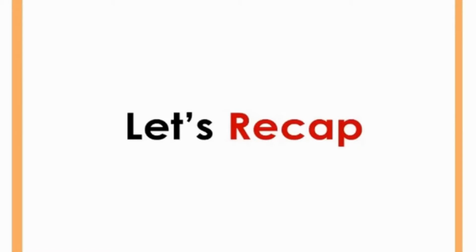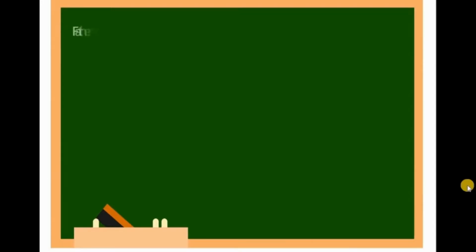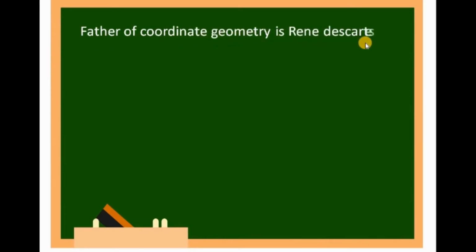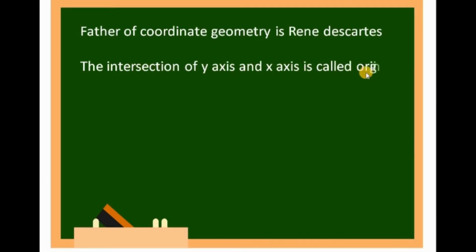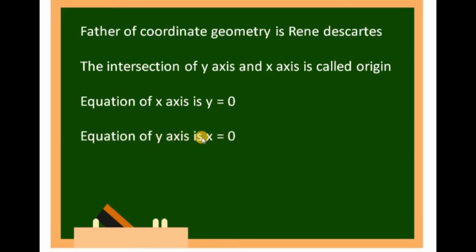Before going to our today's topic, let's recap. Father of coordinate geometry is Rene Descartes. The intersection of y-axis and x-axis is called origin. Equation of x-axis is y equal to 0. Equation of y-axis is x equal to 0.